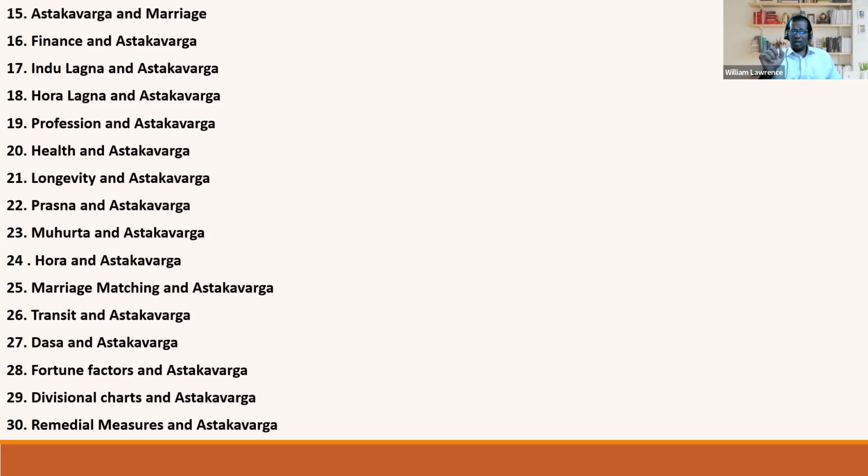Hora Lagna is part of this, for understanding the finance of the horoscope, so we'll be looking at this. Profession and Ashtavarga: at a glance, looking at the horoscope, what is its strength regarding profession? What are the hints? What can be done? Instead of going into such complicated details, if you just find out which bhava is strong, we can connect the dots together.